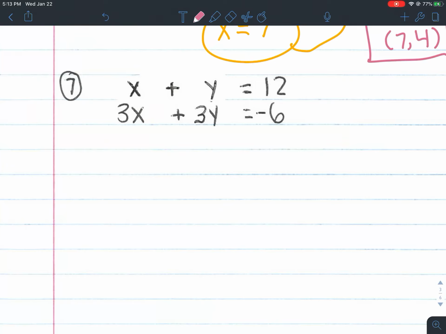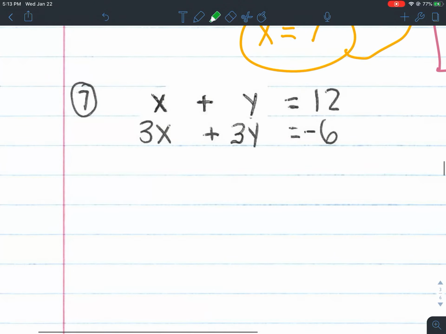If I want to get rid of x, I need my numbers to be exactly the same. Right now I have a 1 and a 3, right? So how can I get these both to become the same number? Well, I can have 3 and negative 3, right? I can make them become the same number if I multiply the first one by something. If I have positive 3 down here, how do I get 1 to become negative 3? Multiply by negative 3. Remember, we want opposite signs.